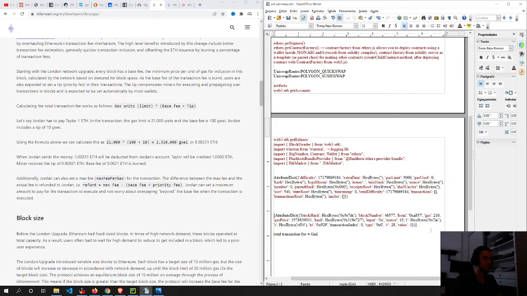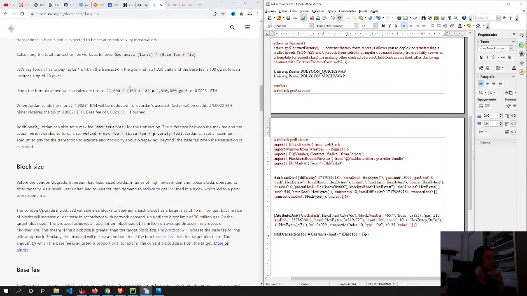The fee is equal to gas units limit times base fee plus tip. Let's say Jordan has to pay Taylor 1 ETH. In the transaction, the gas limit is 21,000 units and the base fee is 100. Jordan includes a tip of 10 Q. Using the formula above, okay.